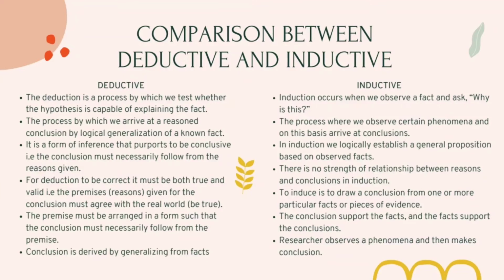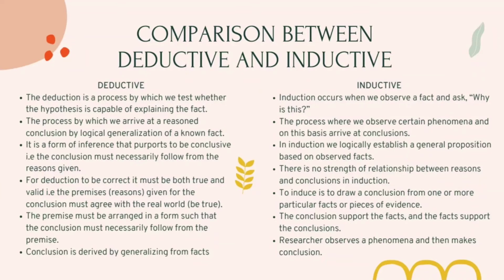The conclusion must necessarily follow from the reason given. For deductive to be correct, it must be both true and valid. The premise, the reason given for the conclusion, must agree with the real world or be true. The premise must be arranged in a form such that the conclusion must necessarily follow from the premise. Conclusion is derived by generalization from fact.